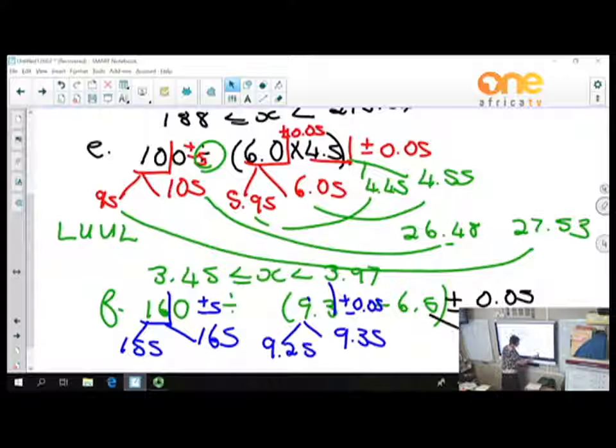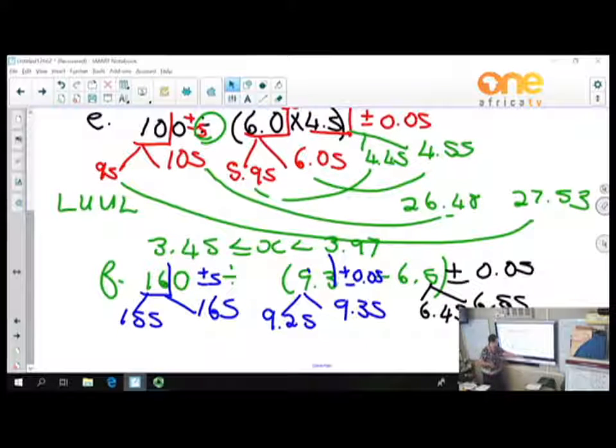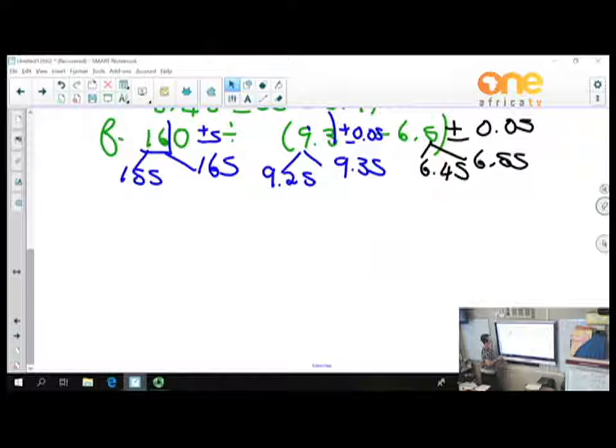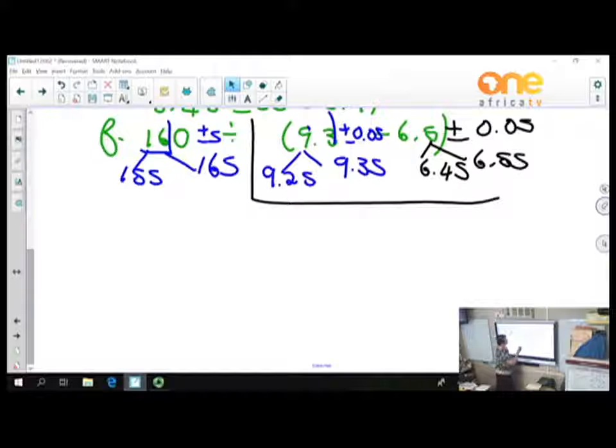So the upper bound is 6.55 and the lower bound is 6.45. Okay, and now we can go to this sum. Again, like the previous one, we're first going to do this part here where we multiply. What is multiplication? Lower, lower, upper, upper. So lower, upper, upper, lower.